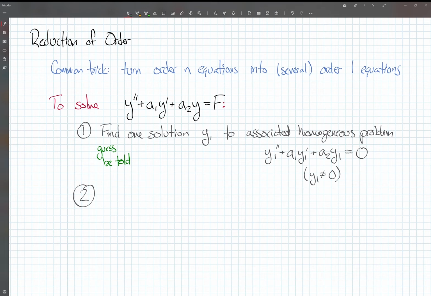The second step is sort of like variation of parameters. What we're going to do is just say, okay, well, look at all multiples of y1, where u is a function, and see if I can come up with an equation that u has to satisfy. Let's see this in an example. Okay, so you can see this equation is definitely non-homogeneous. It definitely has non-constant coefficients.